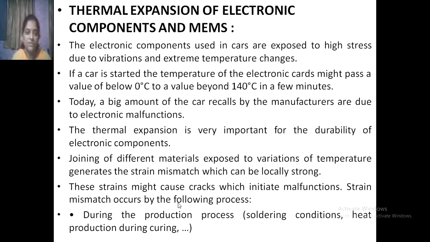Then next is the thermal expansion of electronic components and MEMS. The electronic components used in a car are exposed to high stress due to vibrations and extreme temperature changes.